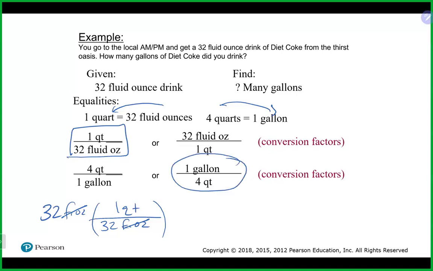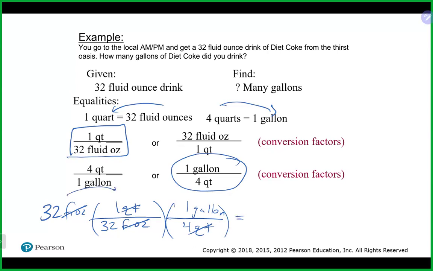I should use this conversion factor right here, and that would get me 4 quarts on the bottom and 1 gallon up on top. So again, not a lot of thinking about whether I should be dividing or multiplying at this point. If you set it up like this, which you should, all you have to remember is opposite. At this point, we're left with the units that we want.